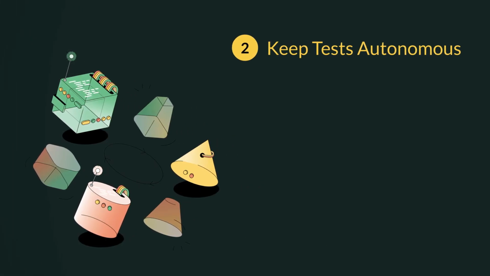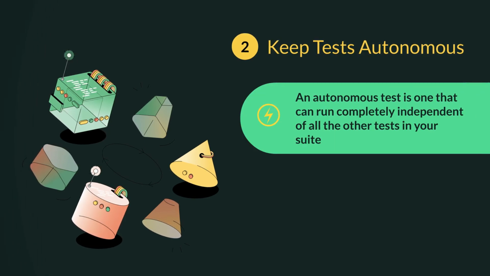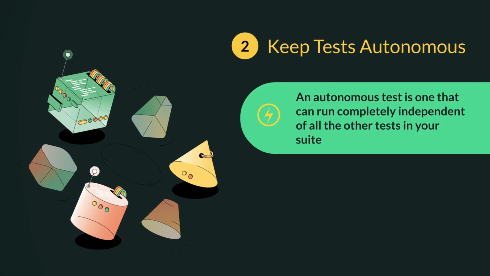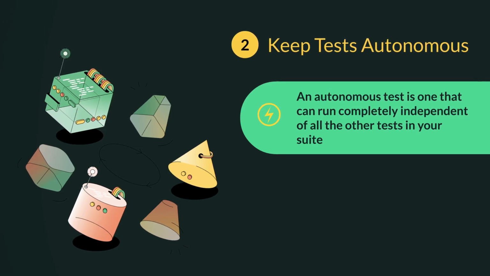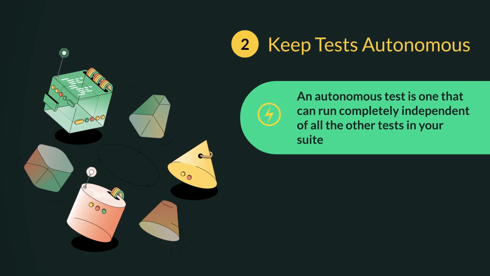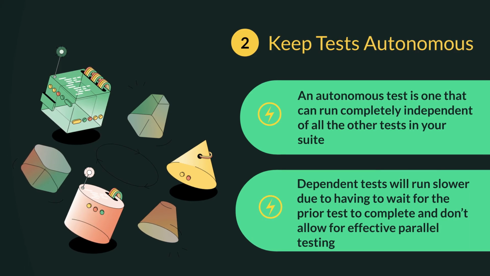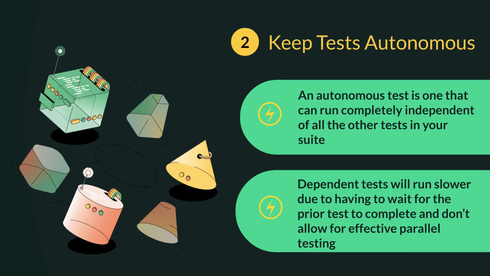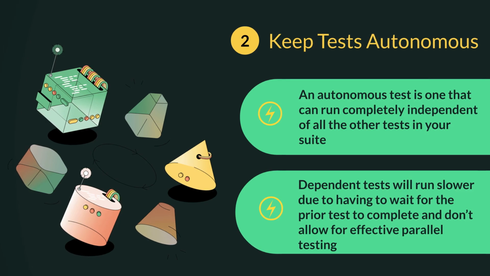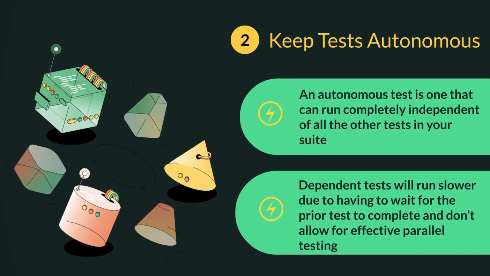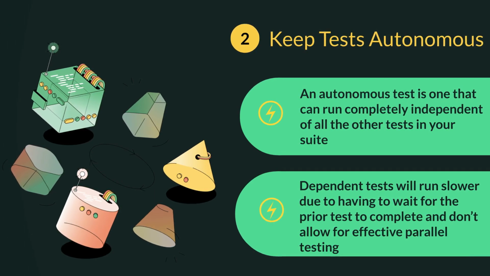Next, let's discuss keeping tests autonomous. An autonomous test is one that can run completely independent of all other tests in your suite. Many teams make the mistake of designing a multi-threaded process in which one test cannot successfully execute until its predecessor has done the same. So it's important to keep that in mind when running effective parallelization. And the same is true with debugging as well. If you have a test that you can only debug because it has to be run sequentially, that's something to watch out for when trying to run effective parallelization.